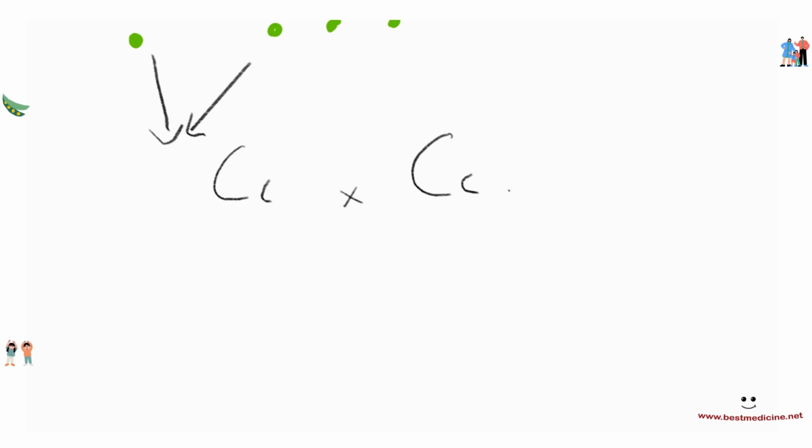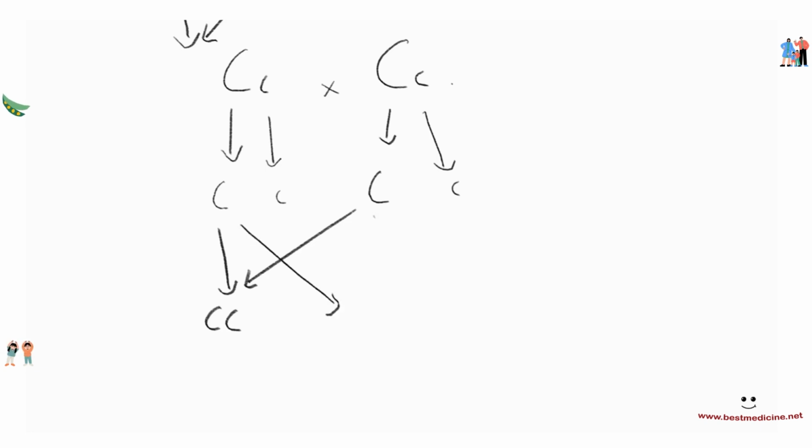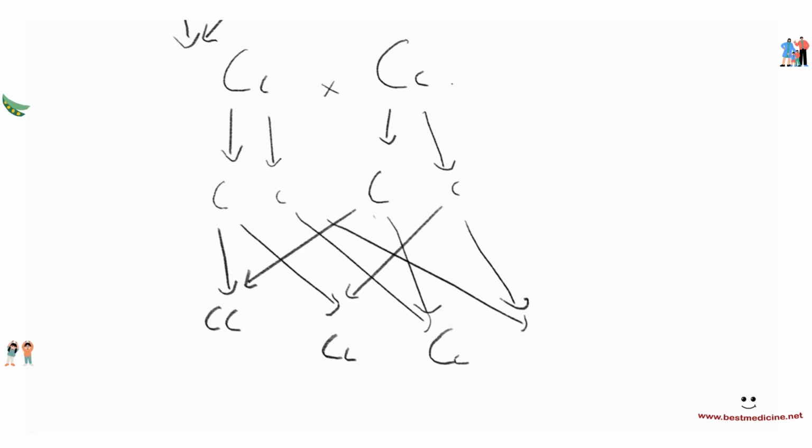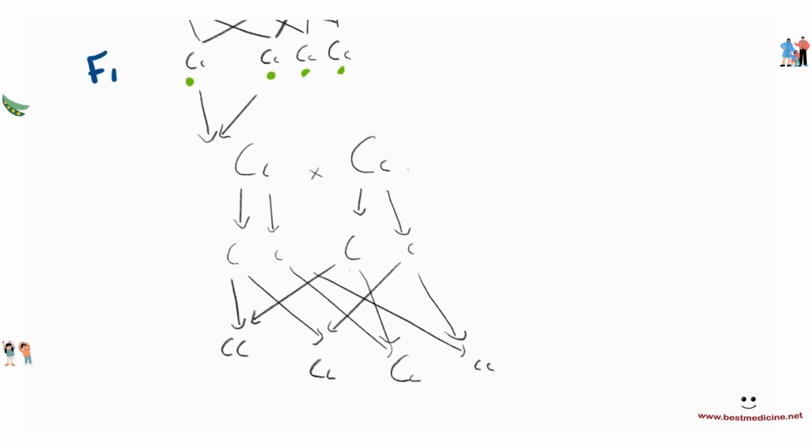When we make the gametes, either you're going to have a big C as a gamete or a small c as a gamete, right? And from this one as well, you're going to have a big C and a small c. So when they fertilize, you're either going to get 2 big C's, or 1 big C and 1 small c, 1 big C and 1 small c, or 2 small c's. That is the cross between the F1 generation.